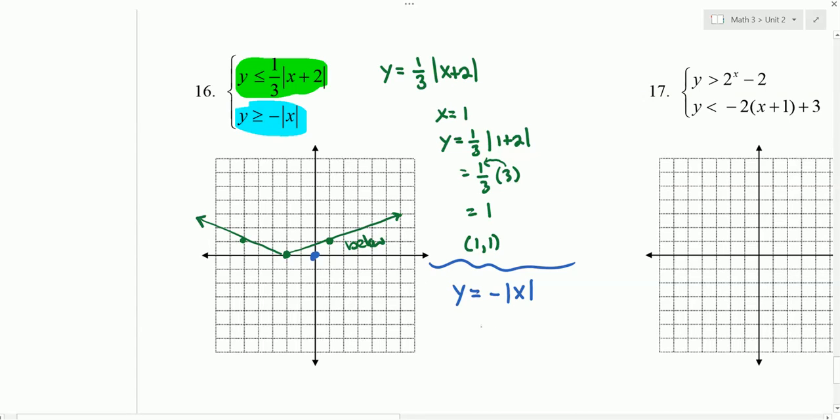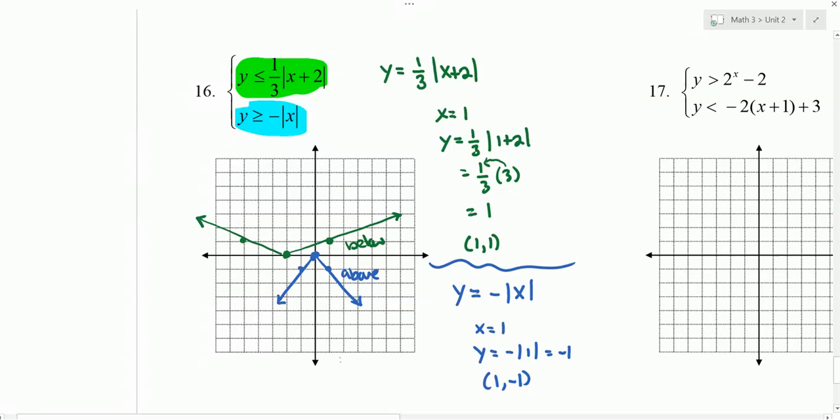If we plug in, say, x equals 1 into that, we're going to get y equals negative absolute value of 1, which is negative 1. So 1, negative 1 is a point we go through. That's the right half. Here's the left half. And it's greater than or equal, so we're going to shade above this.